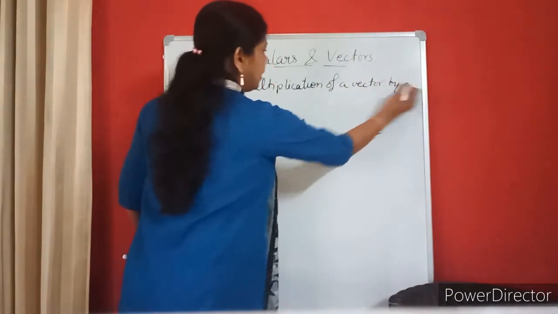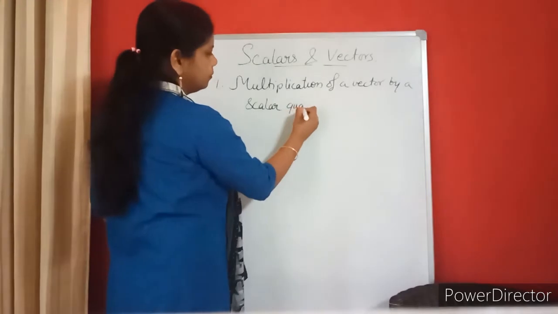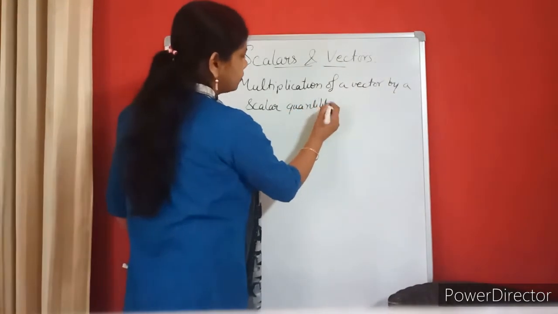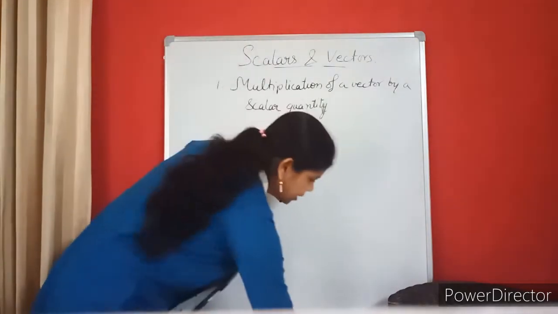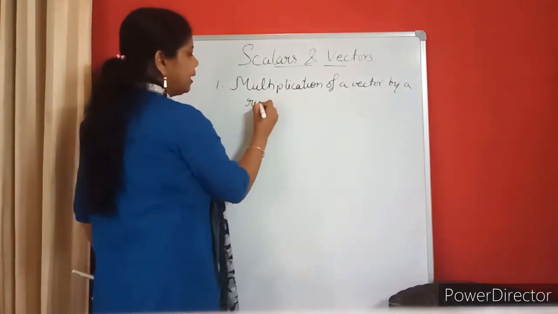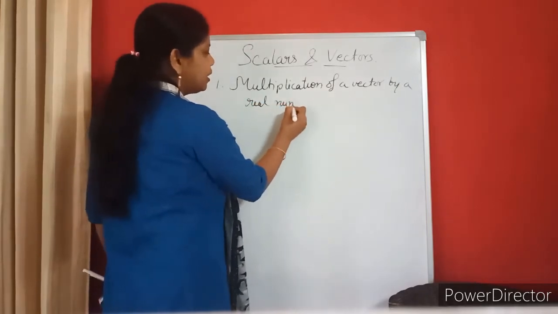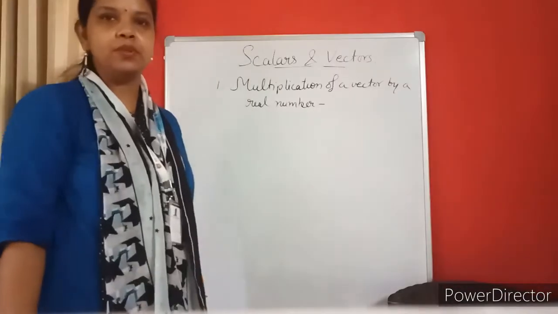by a scalar quantity. Instead of scalar quantity, first let me write by a real number. Okay, first one is by a real number. What are real numbers? 1, 2, 3, 4, 5, 6. All these are real numbers, yes or no?